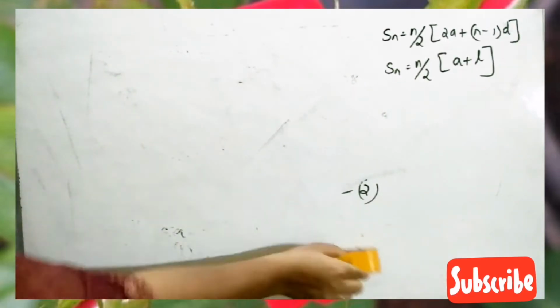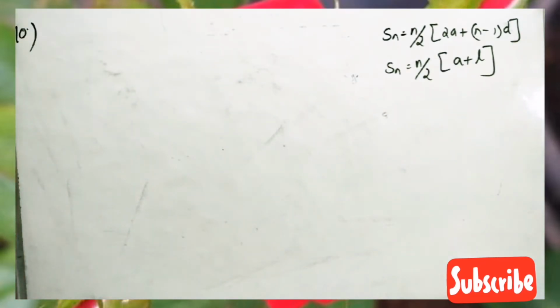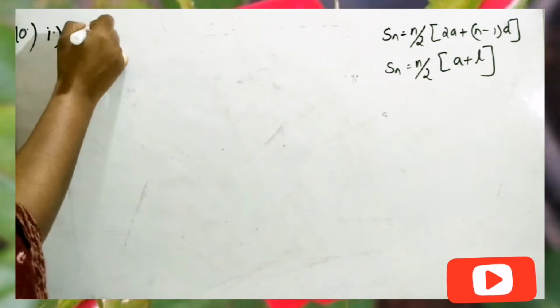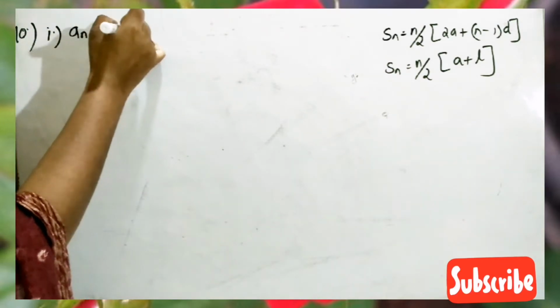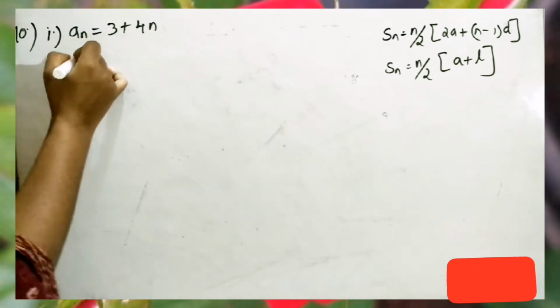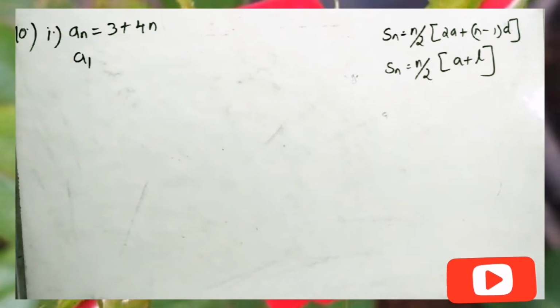Tenth question. Show that a1, a2, etc., an form an AP where an is defined as below. First one, an is equal to 3 plus 4n. We need to show that this forms an AP, and after that we need to find the sum of first 15 terms. So a1 means just put n is equal to 1.